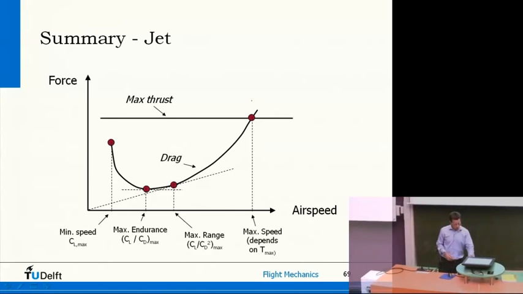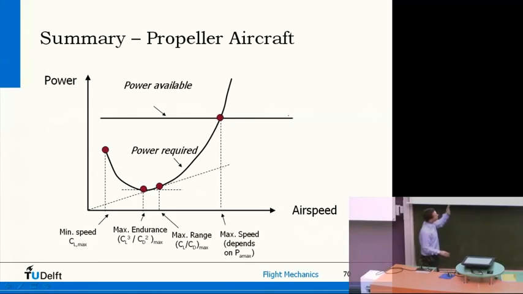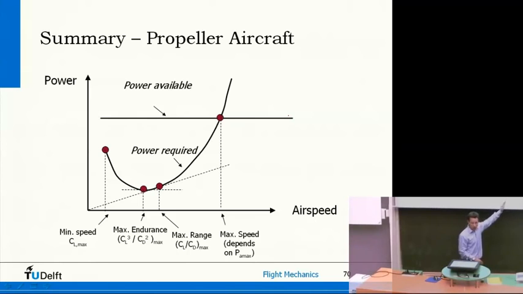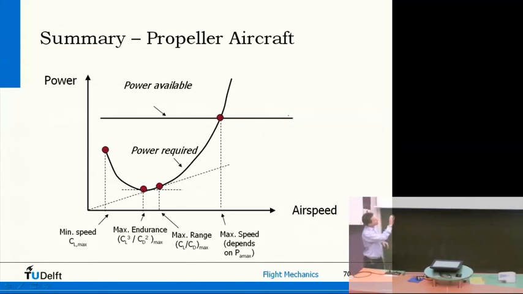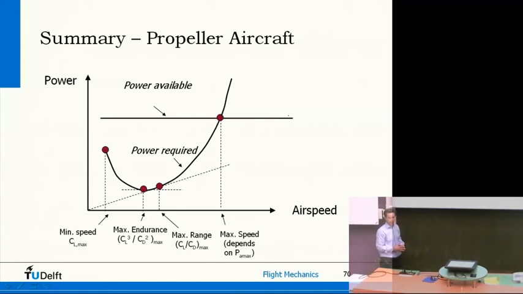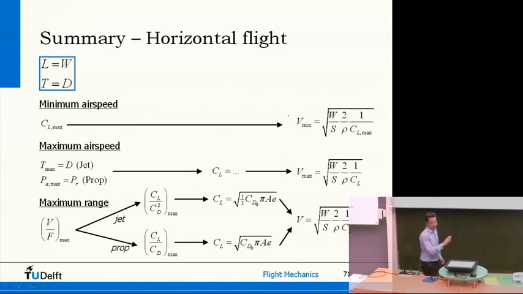This is for a jet, and if you draw it for a propeller aircraft, where we always say, well, for a propeller, we don't have constant thrust, but we say we have constant power, then the diagram looks exactly the same, more or less. You start with minimum speed, maximum endurance, maximum range, and maximum speed depending on the power of the propeller. Only difference is that now we work with a power diagram. So in two diagrams you can summarize everything. And then these two sheets are just for if you try to solve questions.